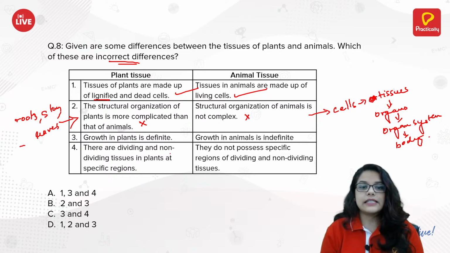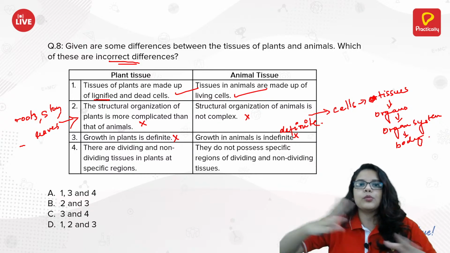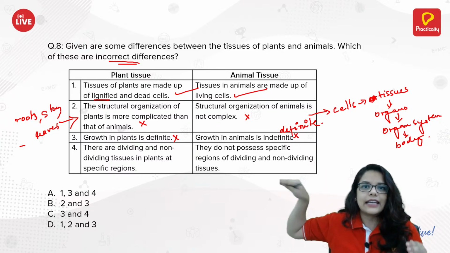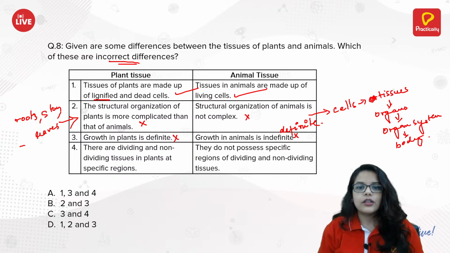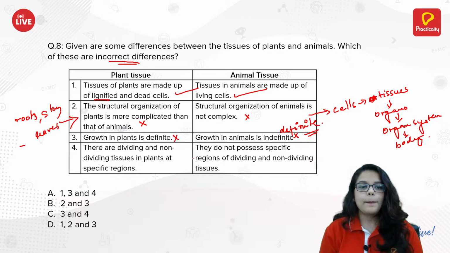Growth in plants is definite. No, it is indefinite growth. Plants can grow all the time. They are totipotent. Growth in animals is indefinite. No, it is definite. That's why we grow till a point of time only. After puberty we are not growing. So it is definite in animals and indefinite in plants. So this is also wrong.